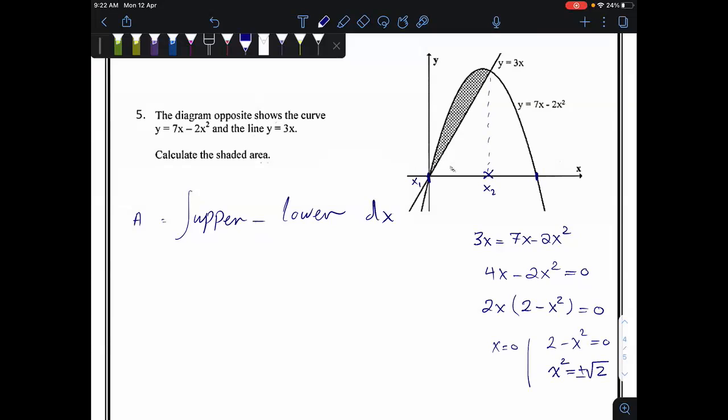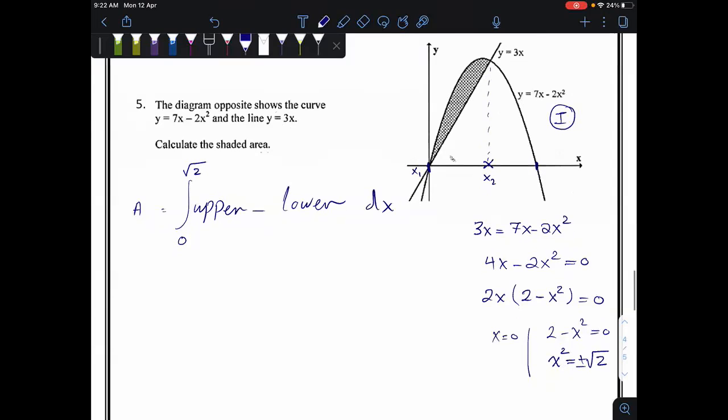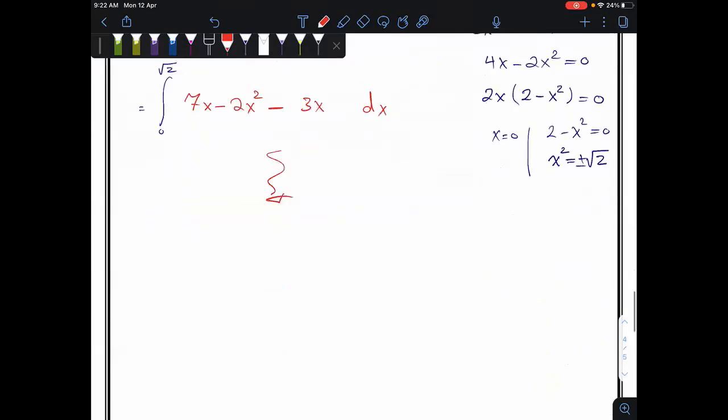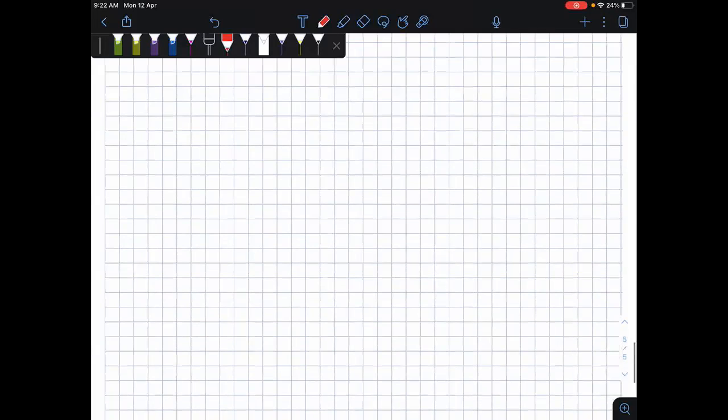So here we take dx, from 0 to root 2, right, or from negative root 2 to positive root 2? Okay. We all worked here in the first quadrant, positive and above the x-axis. The upper is 7x minus 2x squared, minus the lower, minus 3x, dx, and then integrate. That's all, guys, for the area.